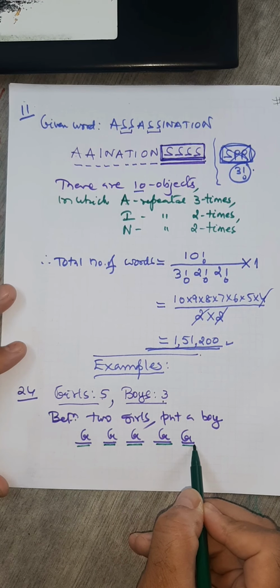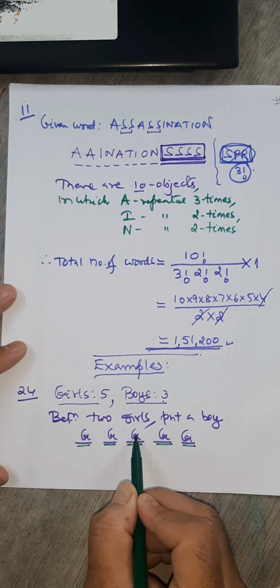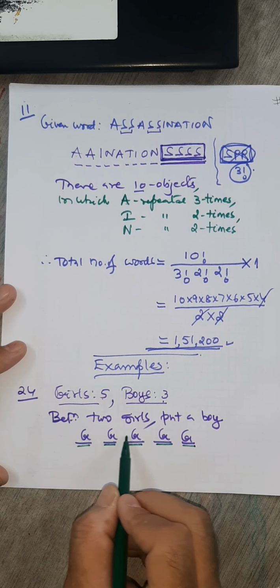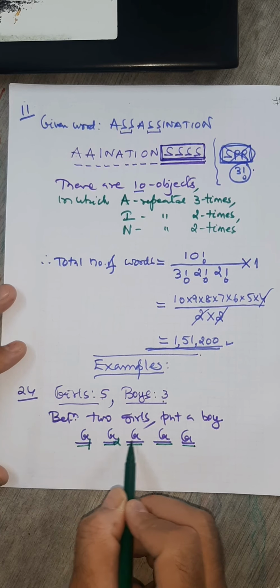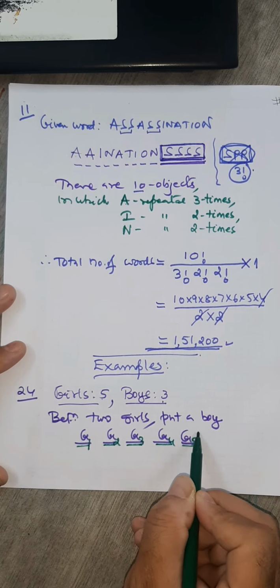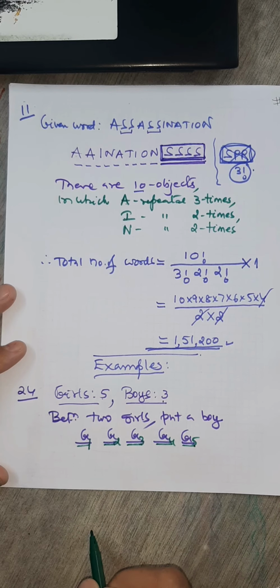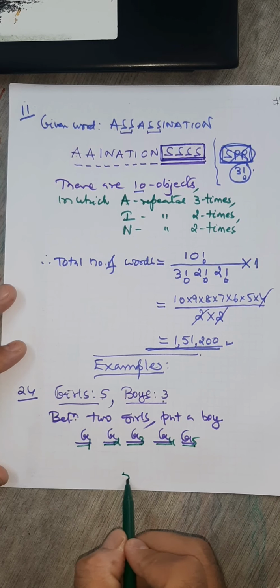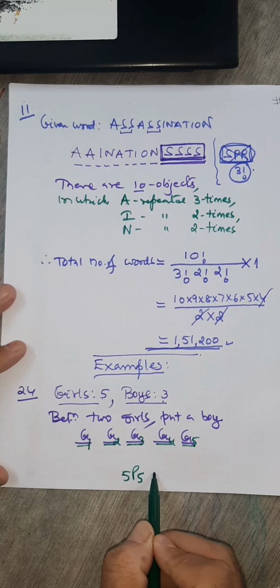Now what I'll do, I can see the positions of the girls are fixed. ये 5 fixed हो गया. So how many ways can these girls be arranged? It's like G1, G2, G3, G4 and G5. How many ways can the 5 girls be rearranged internally? That is 5P5, 5 factorial ways.